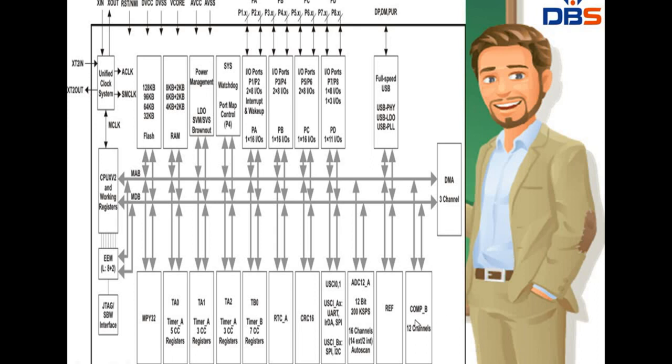And coming to the reference module here, this reference module is a general purpose reference system. That is, here we are going to use this reference to generate a voltage reference required for other peripherals and modules such as analog to digital converters or comparators or digital to analog converters, and also we are going to provide reference voltages of 1.5 volts or 2 volts or 2.5 volts.